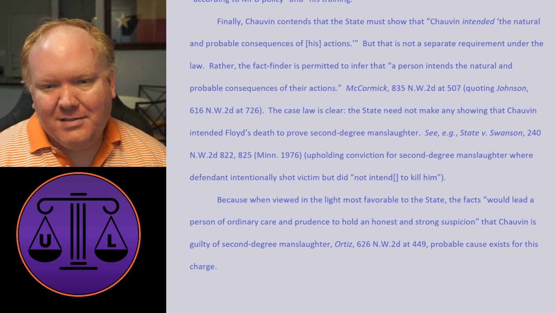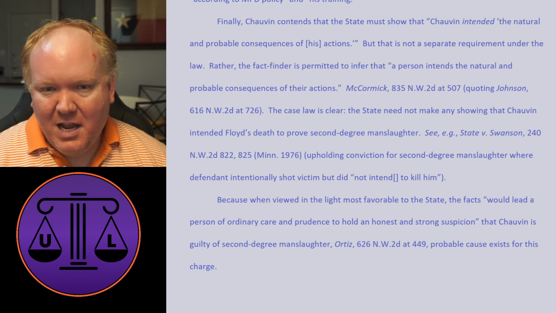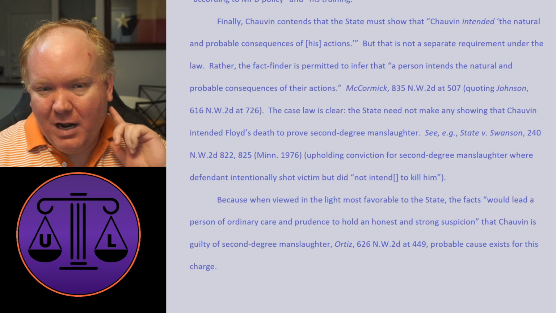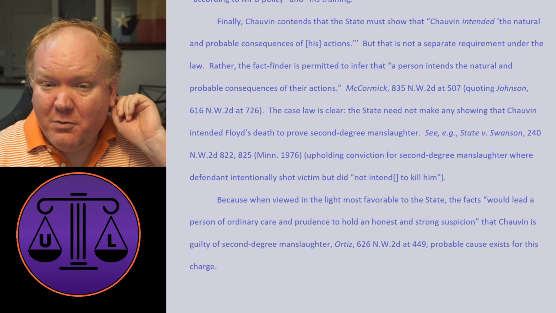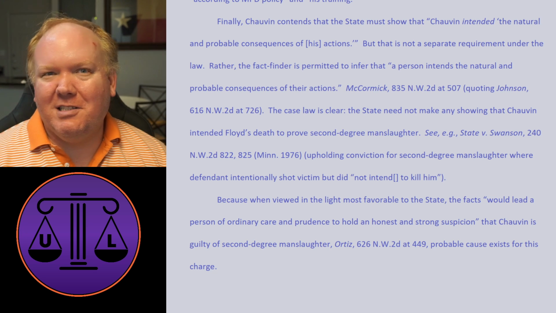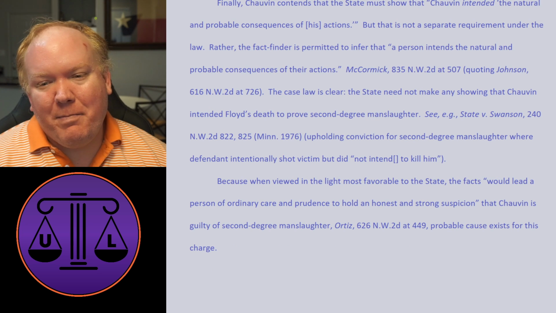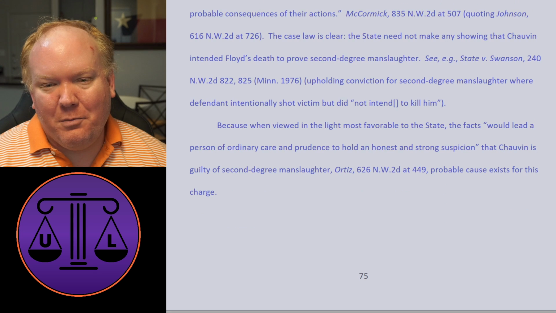Finally, Chauvin contends that the state must show that Chauvin intends the natural and probable consequences of his action. But it's not a separate requirement under the law. Rather, the fact finder is permitted to infer a person intends the consequences of his act. Yeah, that's pretty black letter. The law is clear. The state need not make any particular showing that Chauvin intended the death to prove second-degree manslaughter. Right. That would be weird because, yeah, we don't normally think of intent as a manslaughter element.